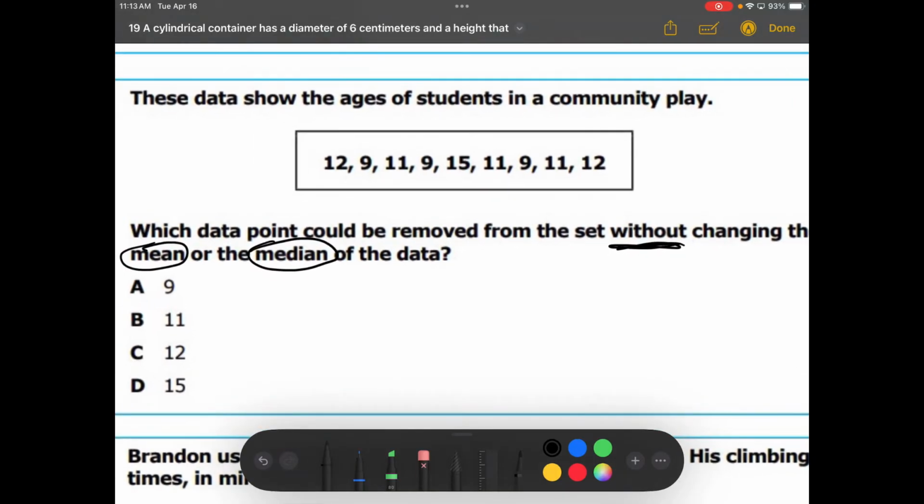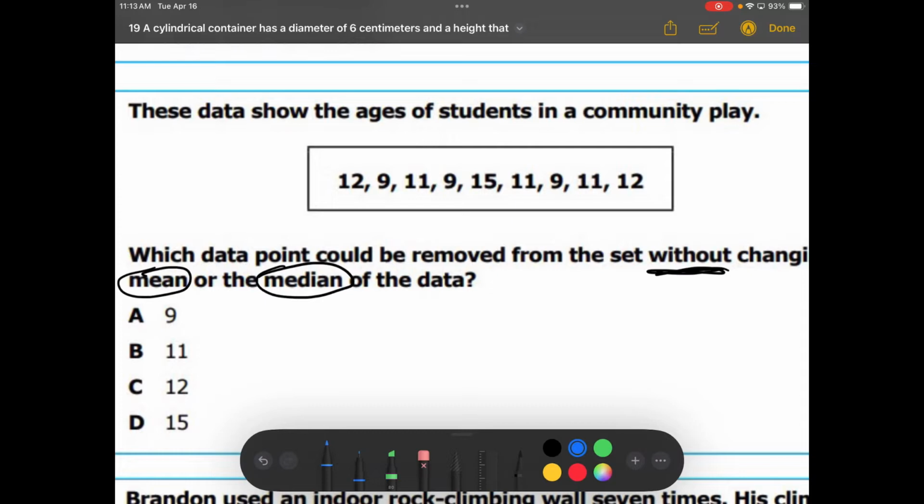So it says mean or median. Now, mean is the average. You just add all the numbers up and divide by how many are there. Median, what is the median? The number in the middle, but there's one thing you have to do. You have to put them in order from what? Least to greatest. So let's do that first.